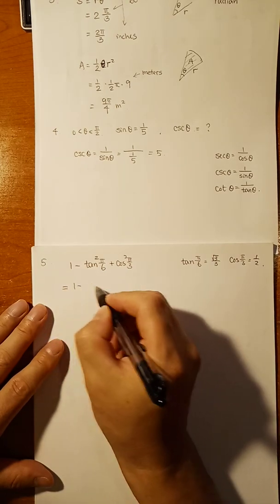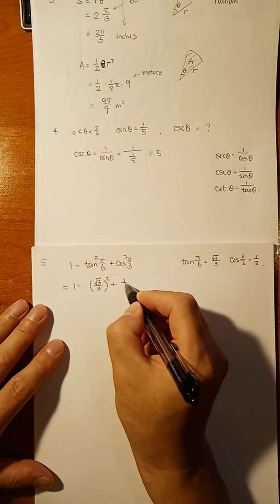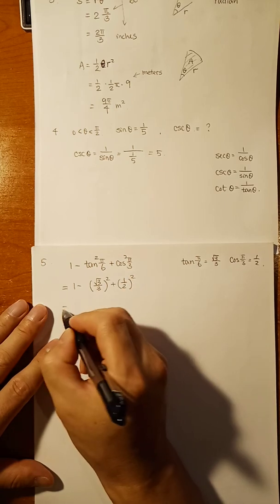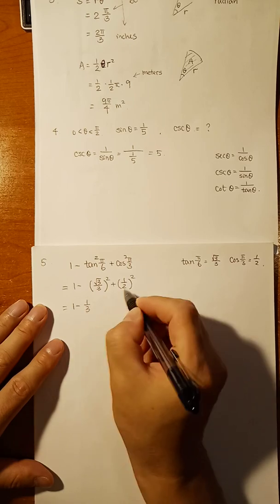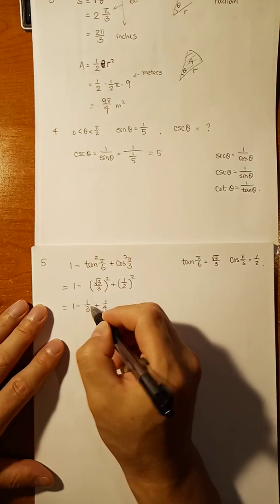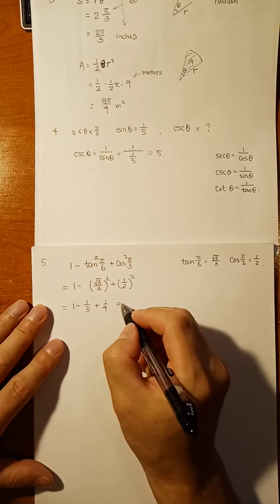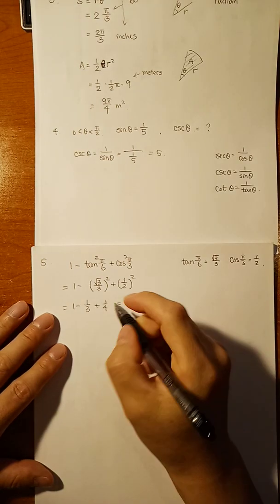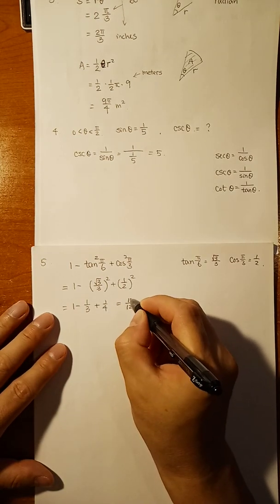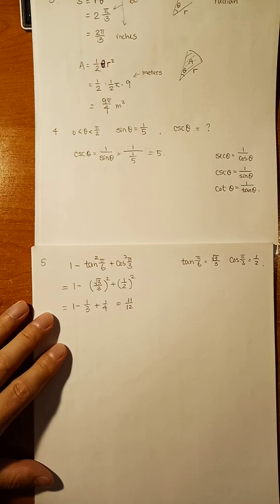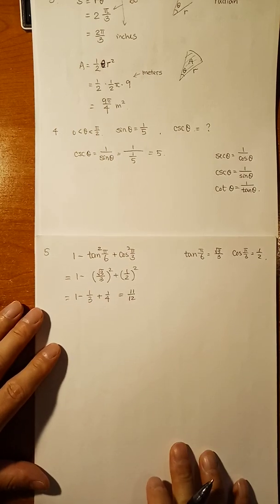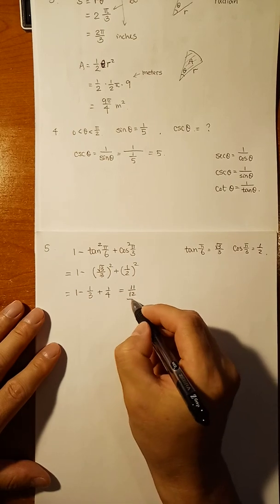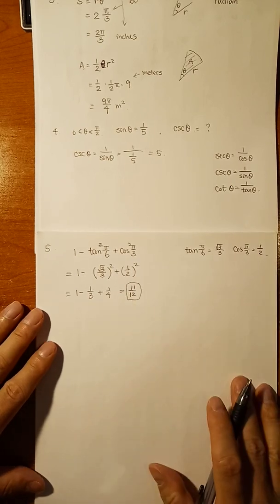So it's 1 minus square root of 3 over 3 squared plus 1/2 squared. Square root of 3 over 3 squared is 1 over 3. This is plus 1 over 4. Minus 1 over 3 plus 1 over 4 is, what is this? 11 over 12. These two give negative 1 over 12. All right, so the answer is 11 over 12.